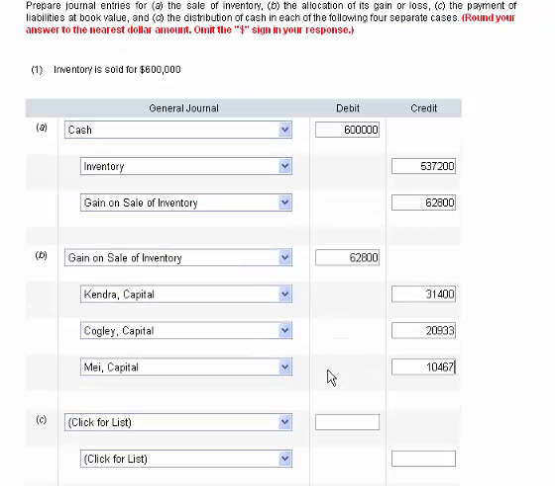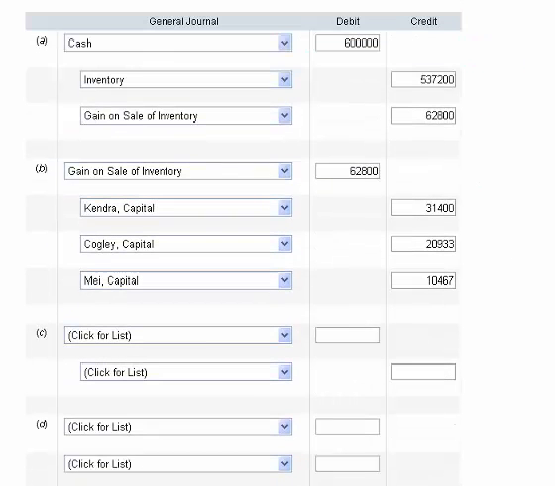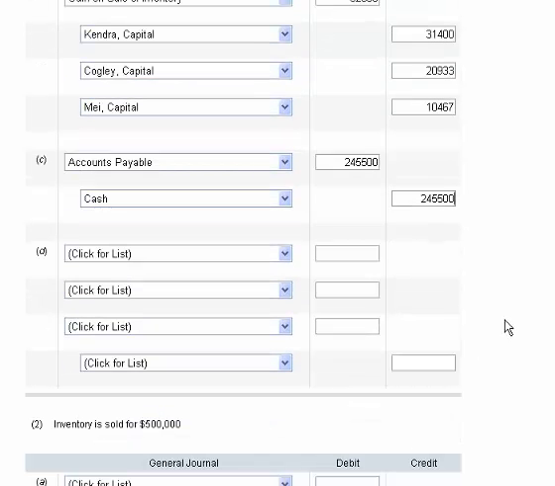And on Part C, what does it say? The payment of liabilities at book value and the final distribution. All right, so the payment of liabilities. Let's slide back up. The liabilities we had on the books were accounts payable. So let's work on that next. Accounts payable was $245,500 right there, and we need to pay that off. That really just means debit accounts payable for the book value. We're going to take care of all of our partnership liabilities, and we pay that off with cash, $245,500. And then we finally have to distribute the final amounts.